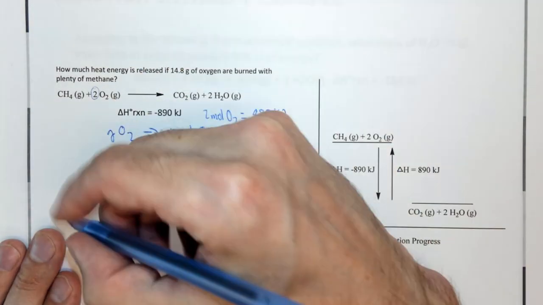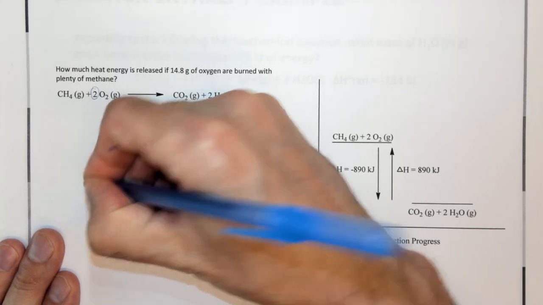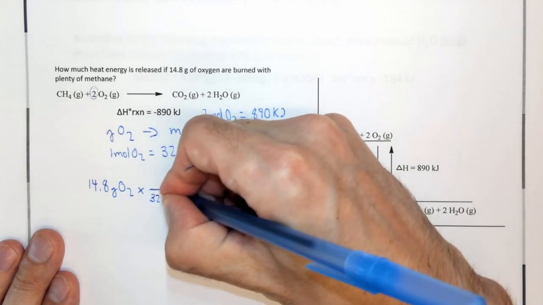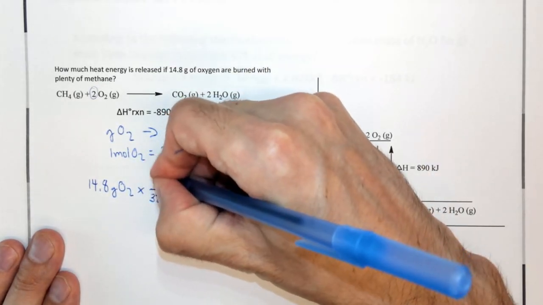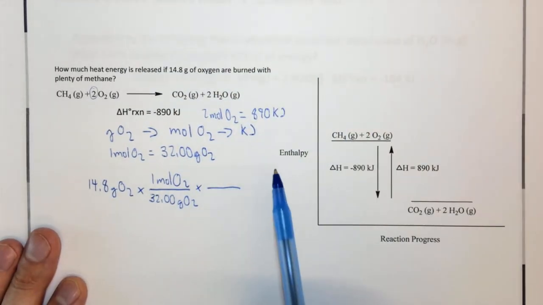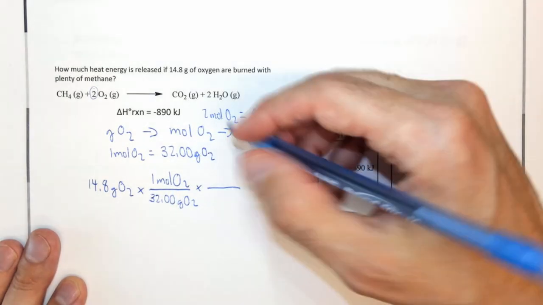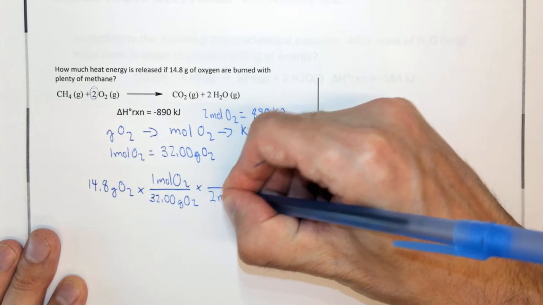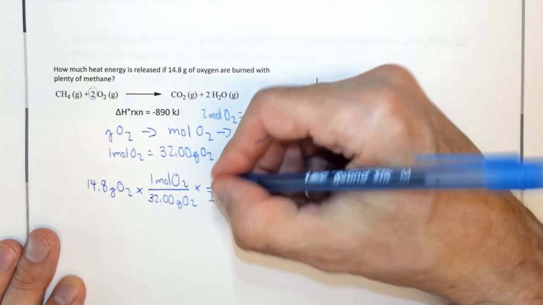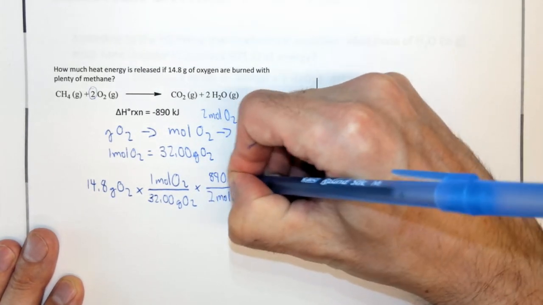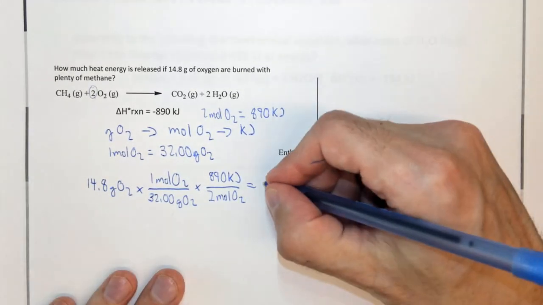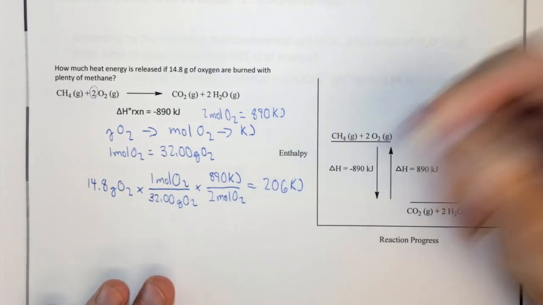So let's take a look. If we take grams of oxygen, we're given 14.8 grams of oxygen, times, we want to convert it to moles, so we put the 32.00 grams of oxygen on the bottom, the 1 mole of oxygen on top. Then we want to convert to kilojoules. Well, we want moles of oxygen to cancel out, so we put 2 moles of oxygen on the bottom, because this is for the reaction as written, and then on top we put the 890 kilojoules. Multiply by the top, divide by the bottom, just like other stoichiometry you've done in the past, and you'll find that you get 206 kilojoules.